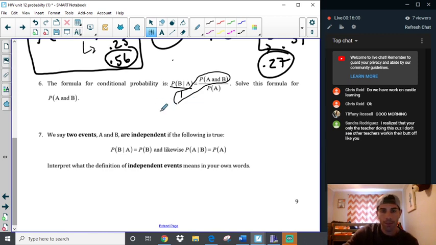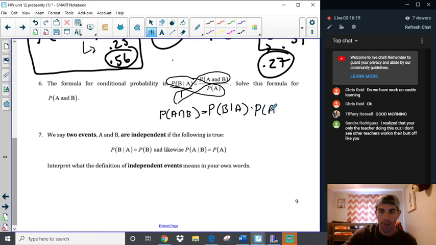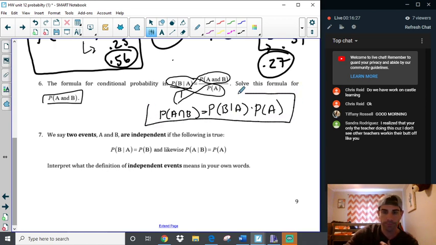So 1 times the probability of A and B is the probability of A and B. And then here it says probability of B given A times the probability of A. And it says solve this formula for P of A and B. So they're basically asking you to get this by itself, which we did, and right here is your answer. Okay, so take it for what it's worth.